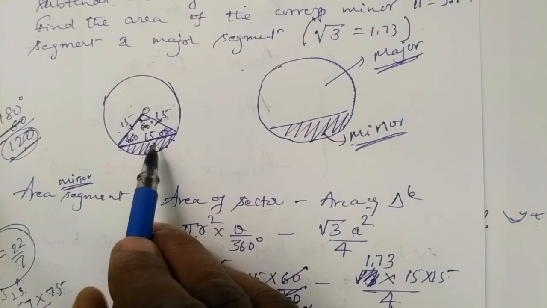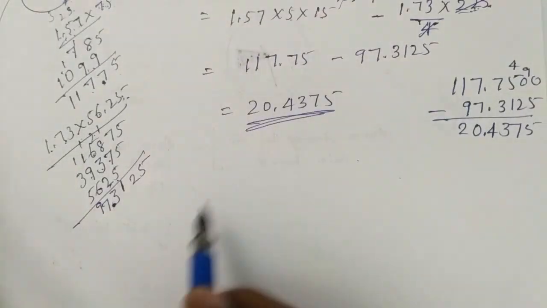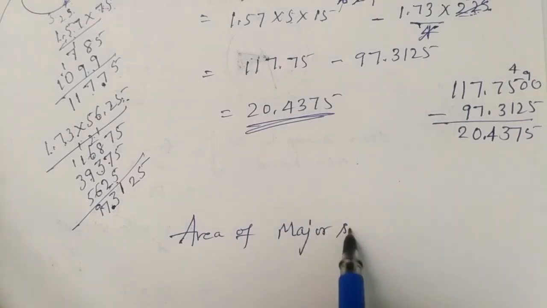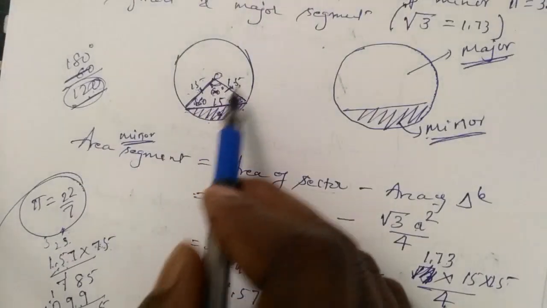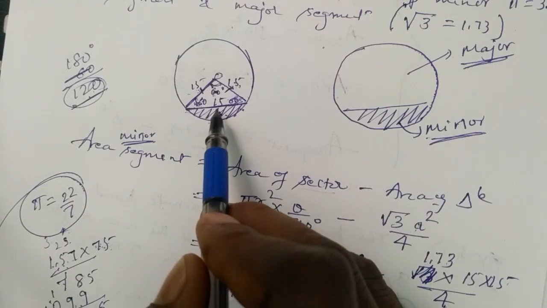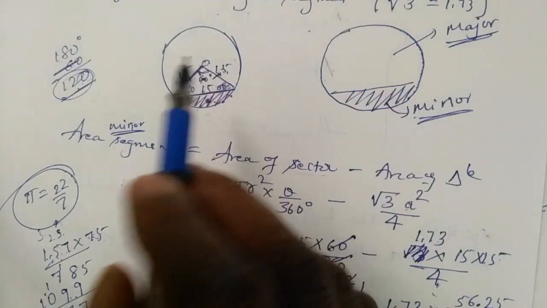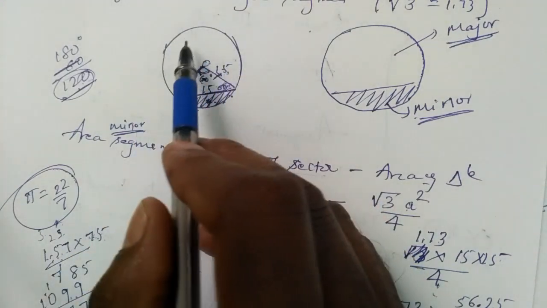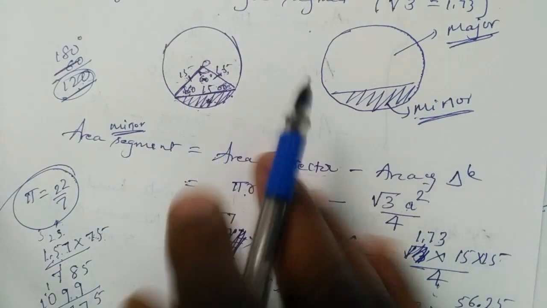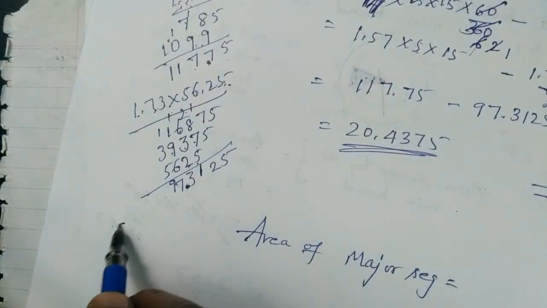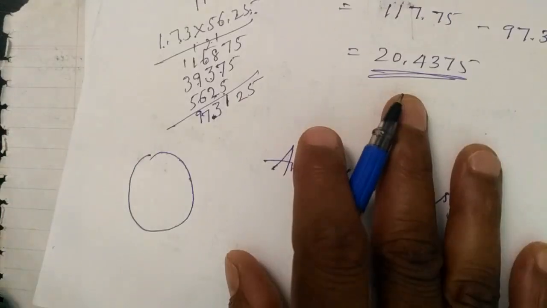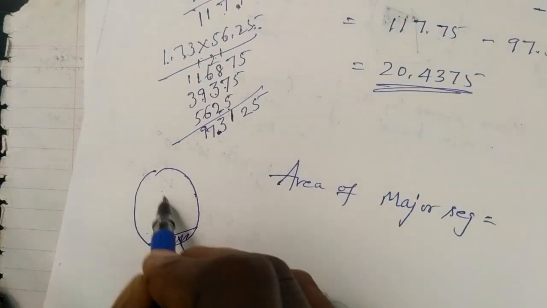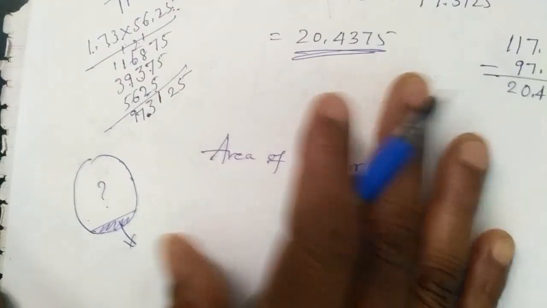Remember, minor segment. Now the area of the major segment is left. It is very easy to find the area of the major segment, because you got the area of the minor segment. What is the remaining area, how to find out? From the whole circle, if the minor segment is removed, we get the major segment. See, this is the area of the circle, and in that, this is the area of the minor segment. This minor segment is removed. What is left here is the area of the major segment.